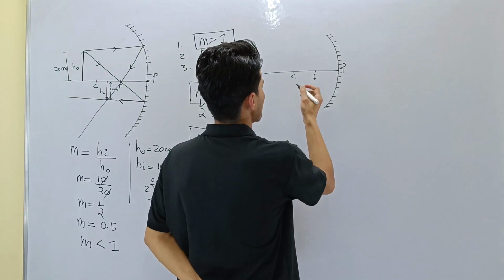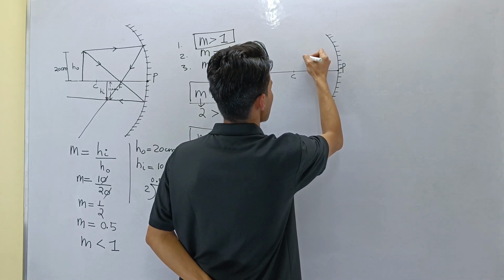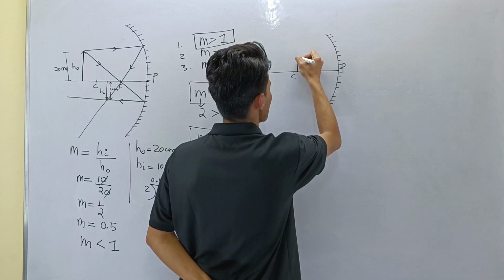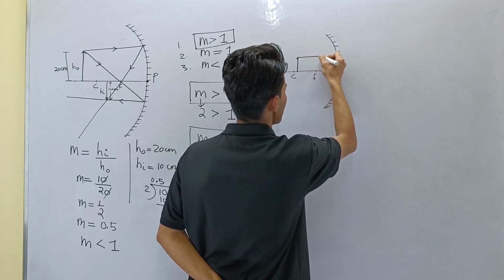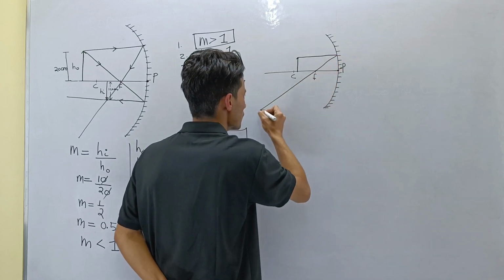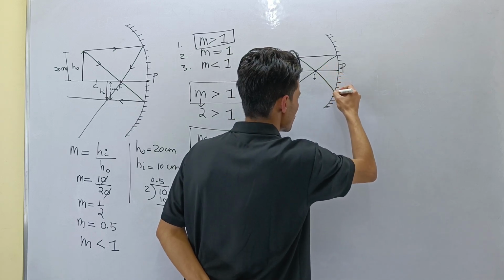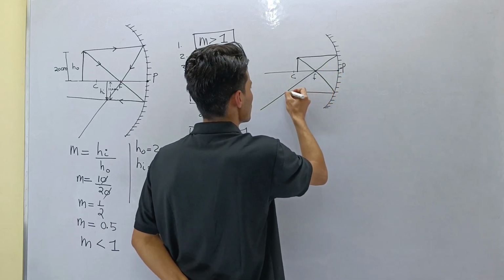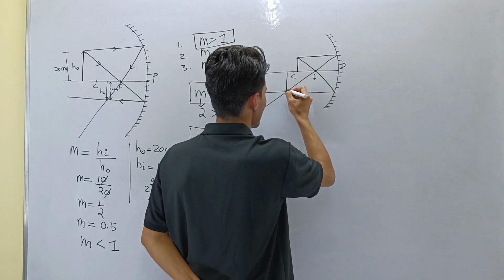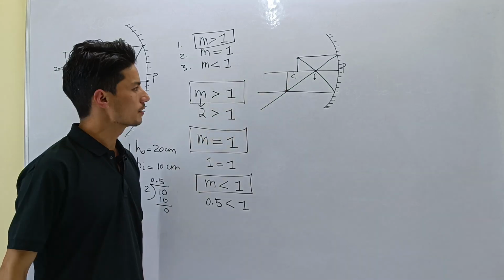If we keep the object between C and F, we will get it. So let's keep the object between C and F. The object is kept here between C and F. Ray 1 will go like this. It will pass through the focus. The other ray will go through like this, through the focus, and then it will pass through like this. So here the image is formed, and you can see that the image is bigger than the object. This will work for us.